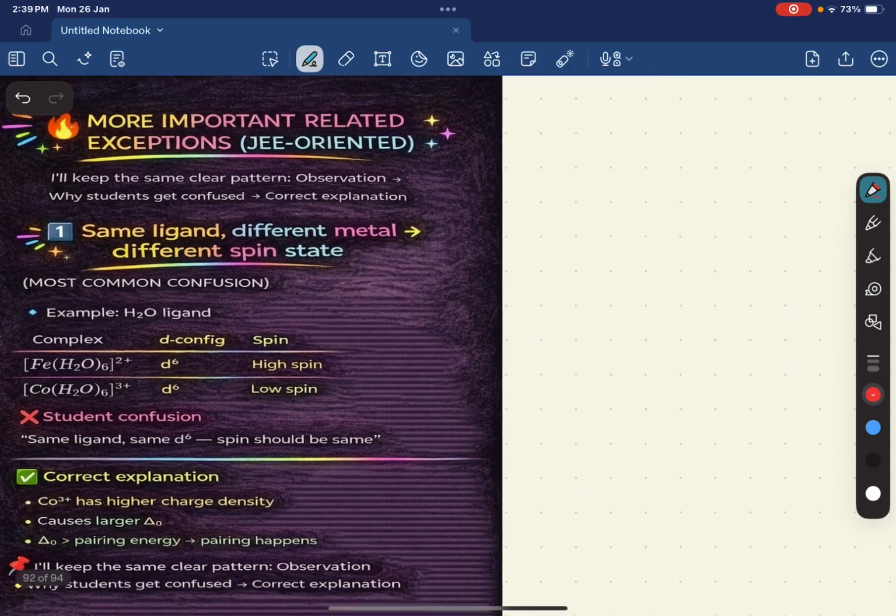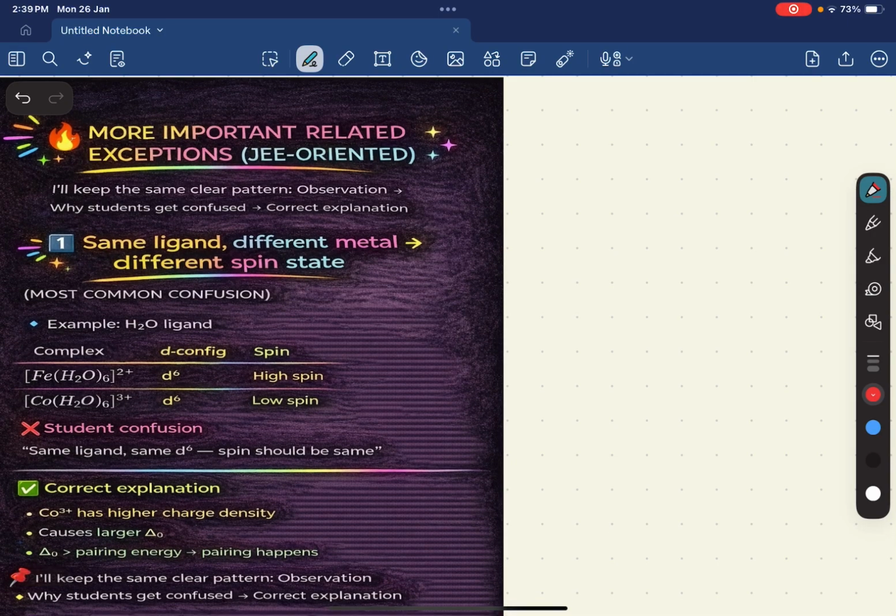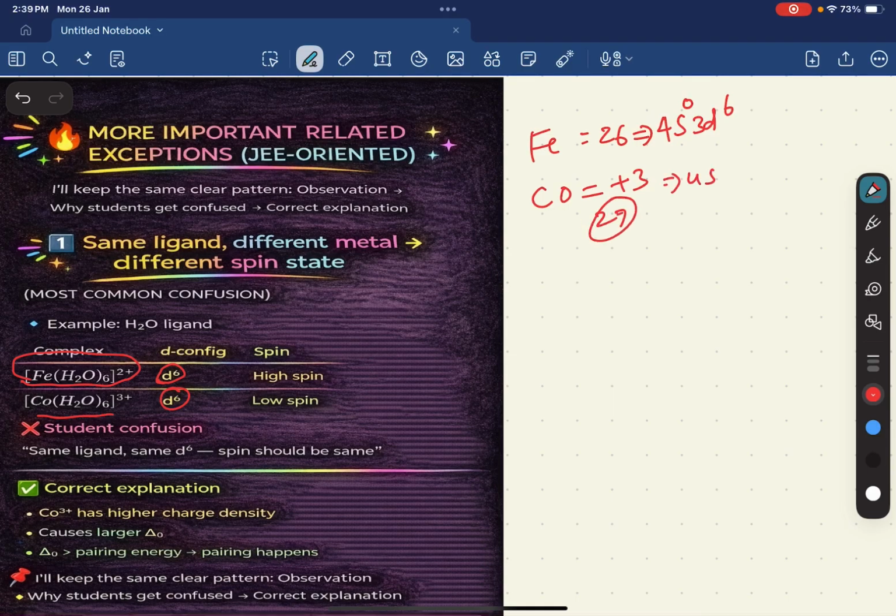Coming to the next, a more important example: [Fe(H2O)6]²⁺ and [Co(H2O)6]³⁺. Here the metals have the same configuration with respect to oxidation state. Fe has atomic number 26, so here the oxidation state is +2, 4s0 3d6, and Co will be +3 here, same 27 atomic number, so 4s0 3d6. So logically the configurations are the same, but that doesn't mean the properties and everything remain the same. Here H2O is the same ligand.